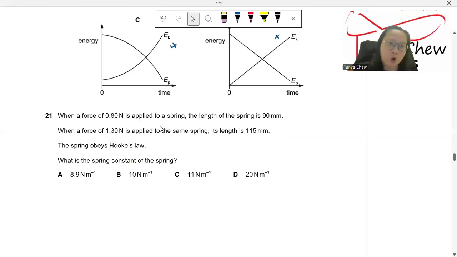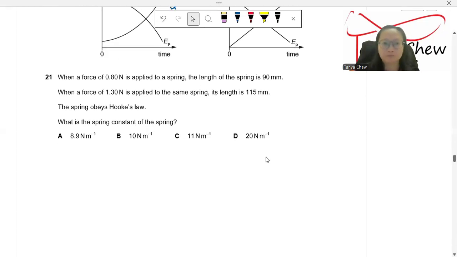Question number 21. When a force of 0.8 Newton is applied to a spring, the length of the spring is 90 millimeter. When a force of 1.3 Newton is applied to the same spring, its length is 115 millimeter. The spring obeys Hooke's law. What is the spring constant of the spring? Because two statements are given, they actually want us to form equations. Obey Hooke's law. Hooke's law states that F is equal to Kx. X represents the extension of the spring. Now I have to do it one by one.